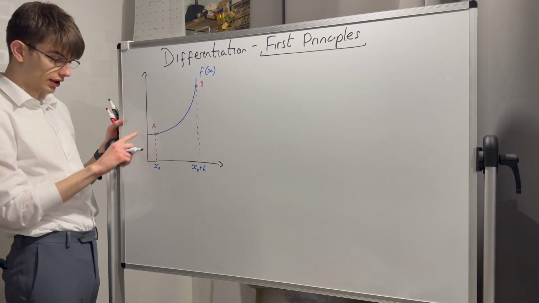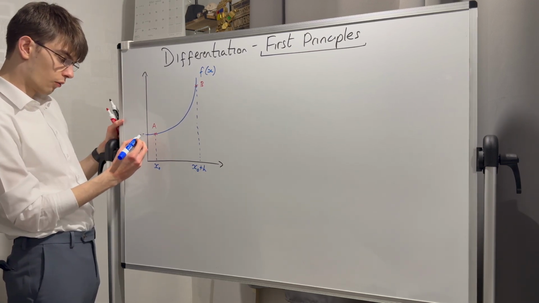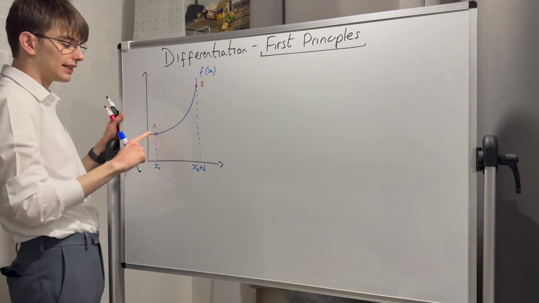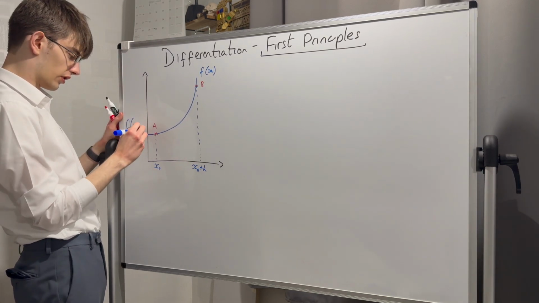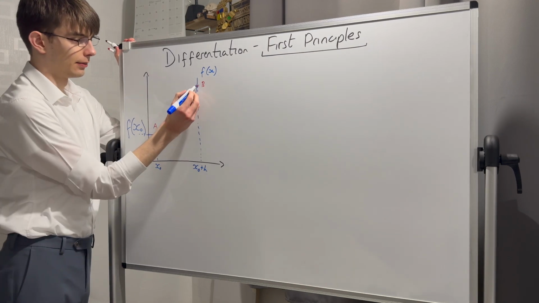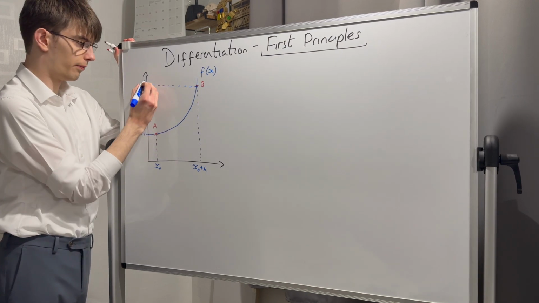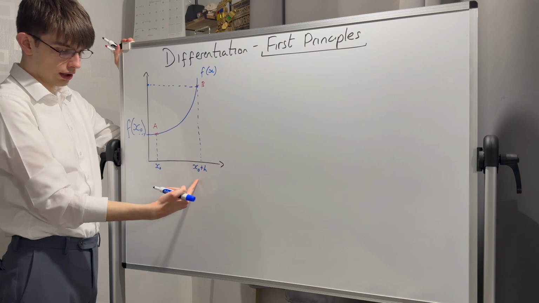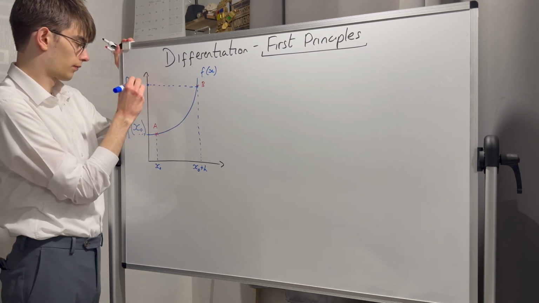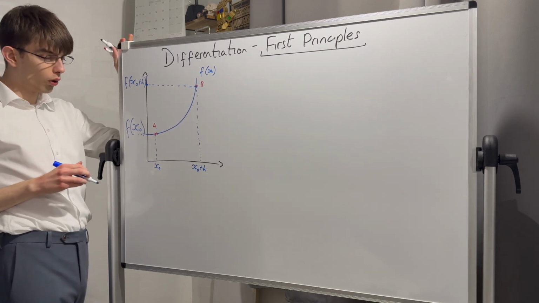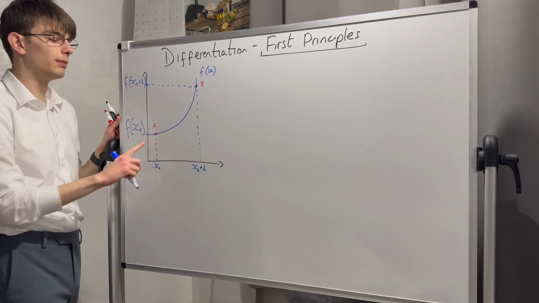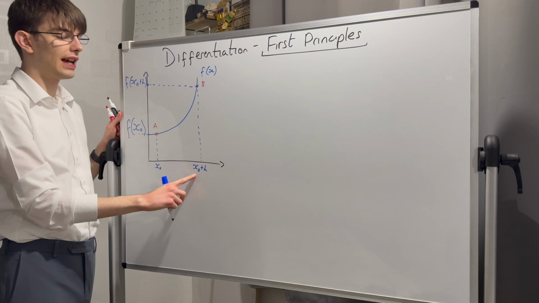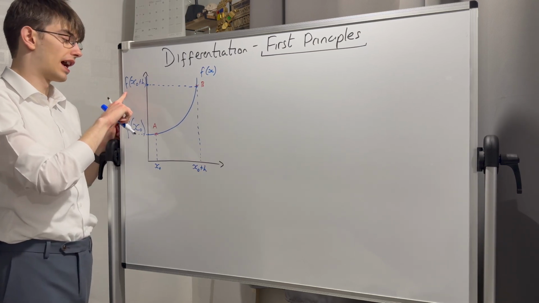Now, the y coordinate of A, to write this out professionally, will be the function when x is equal to x naught, which is just f of x naught. Similarly, the y coordinate of B is going to be the function when x is equal to x naught plus h. So, all I've done is I've defined the coordinates of A and B. A has coordinates x naught, comma, f of x naught, and B has coordinates x naught plus h, comma, f of x naught plus h.